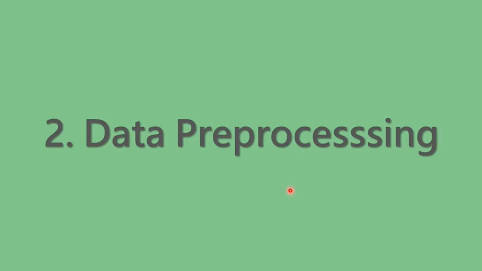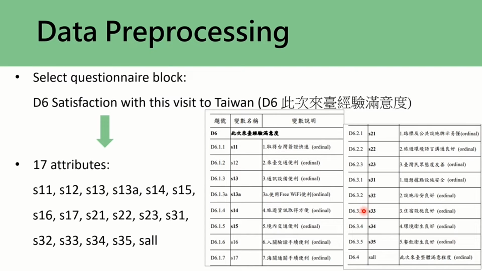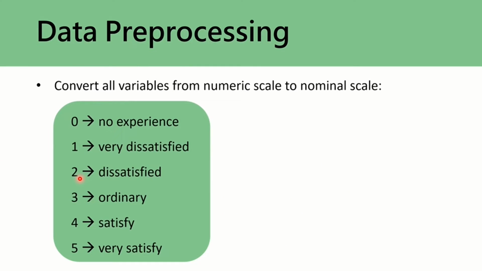Now I'm going to explain how I pre-process this data. The subject I want to explore is reasons that affect the satisfaction of visiting experience in Taiwan, so I refer to the code table in this file. Then I only selected questionnaire block D6, which is about satisfaction with this visit to Taiwan. This block contains 17 attributes. Next step, I convert all variables from numeric scale to nominal scale.